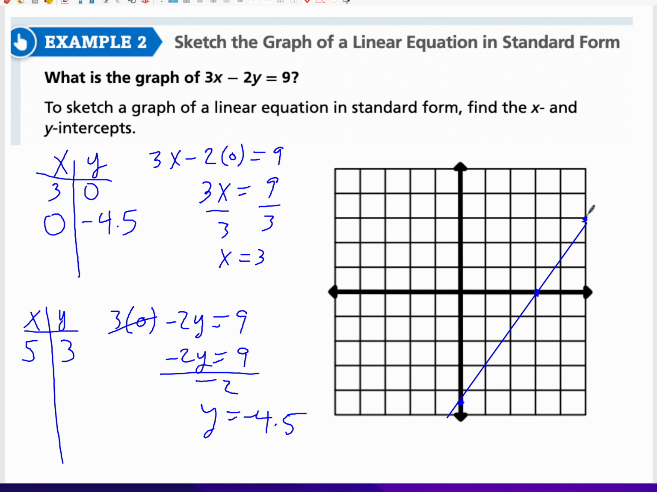Yeah, that's what I was wondering. Okay. I did get the same graph. Yeah. Right, so you did it, you just didn't follow directions. It says use the x and y intercepts.